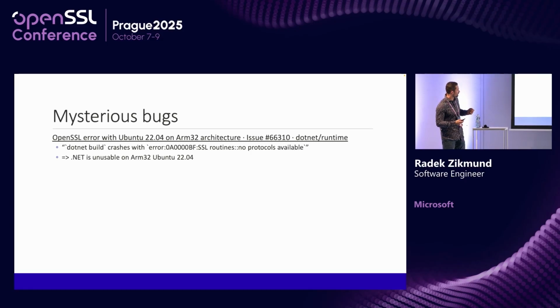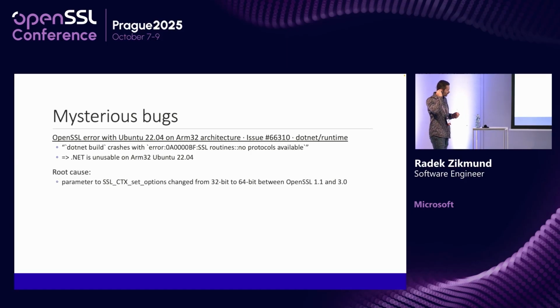So the bottom line was that .NET was not working well on ARM32 on this very new, at the time, distribution. So we decided to investigate, and without working too much around it, it was caused by some breaking change between OpenSSL 1 and 3, and because Ubuntu 22 was the first Ubuntu distribution to ship OpenSSL 3, that's where we hit it. But then the question is, why didn't we hit it on all the other platforms?